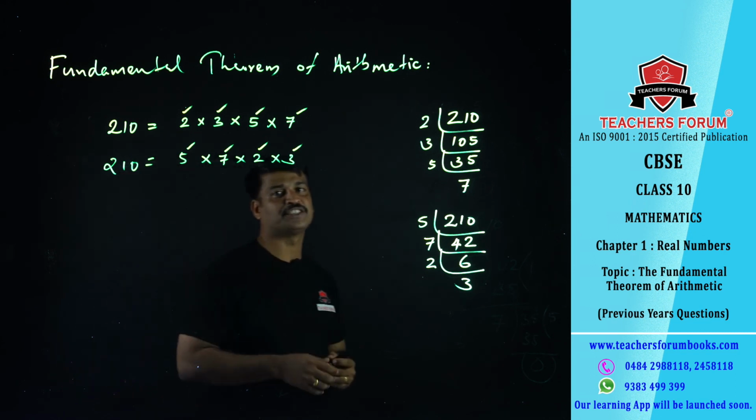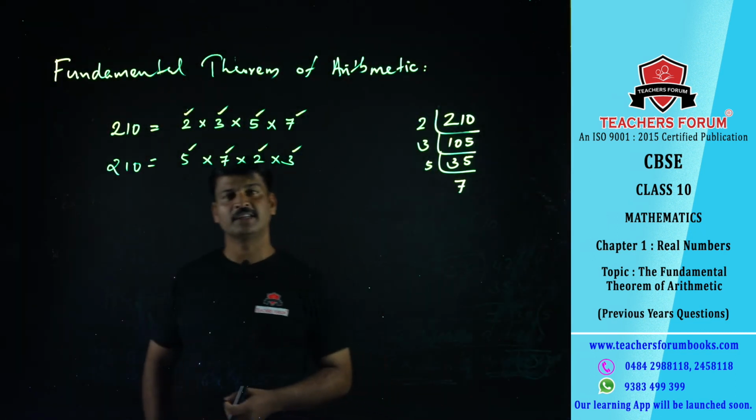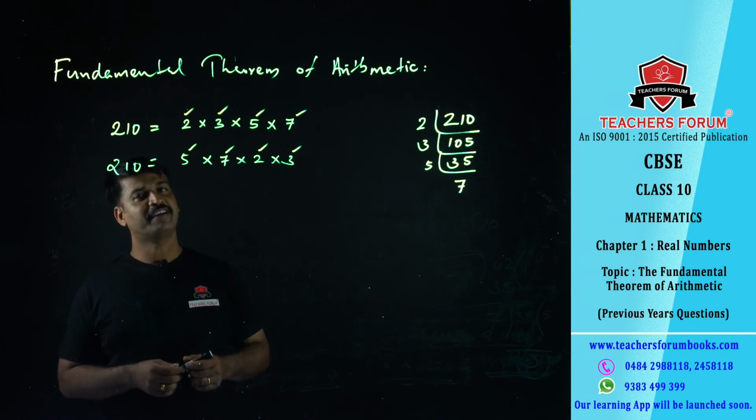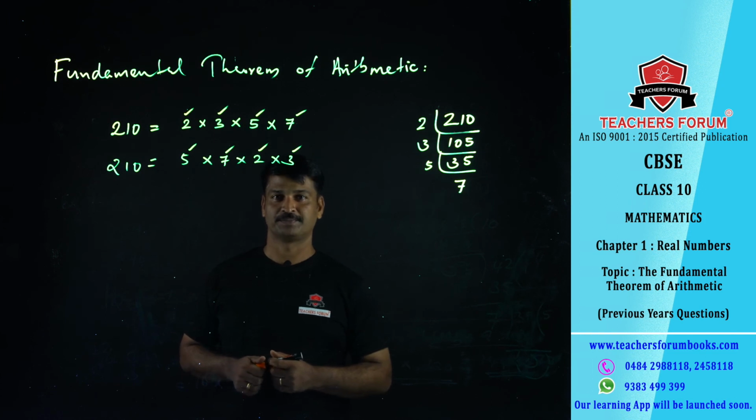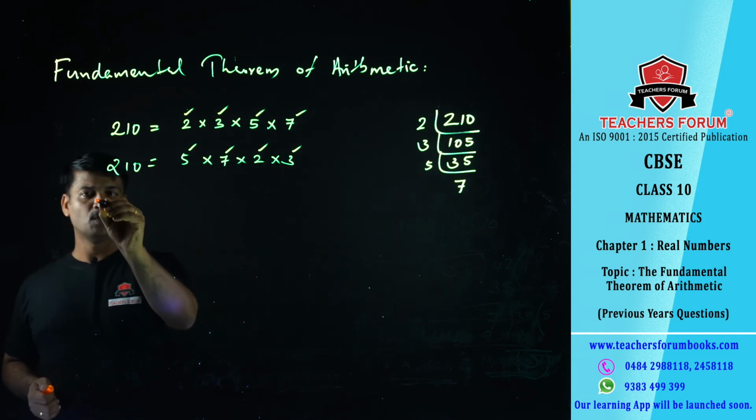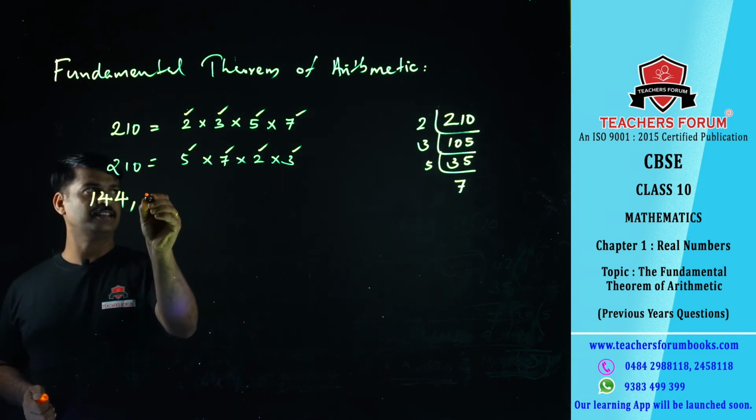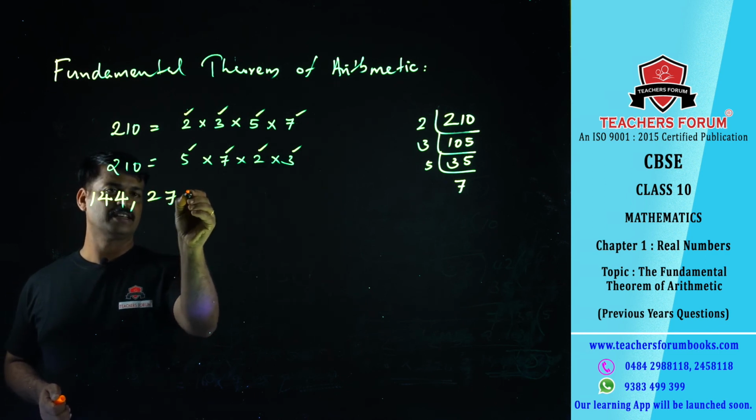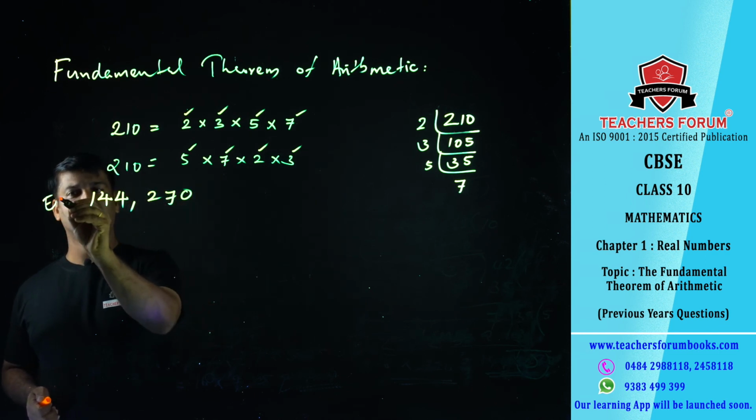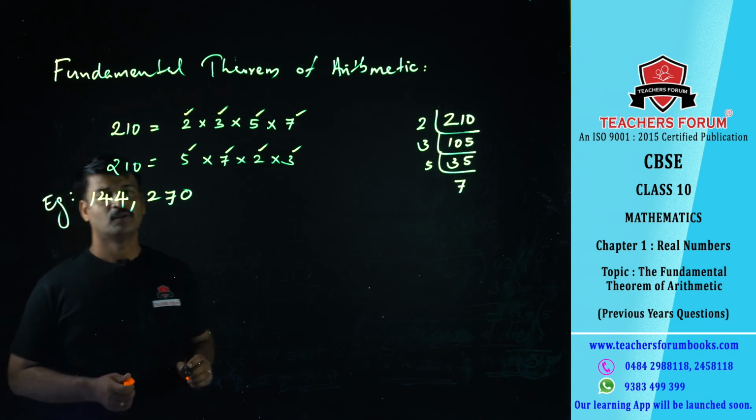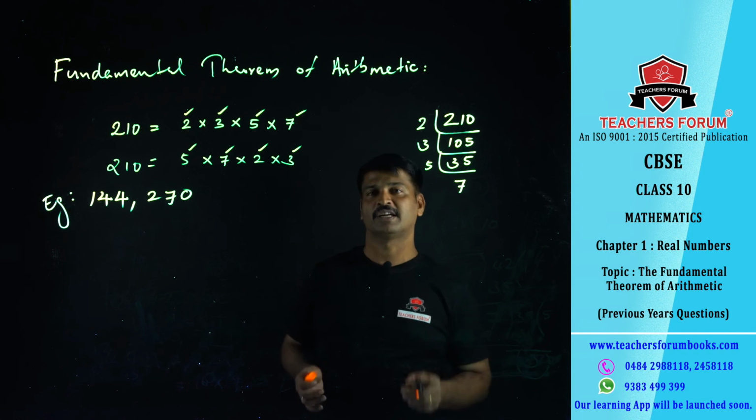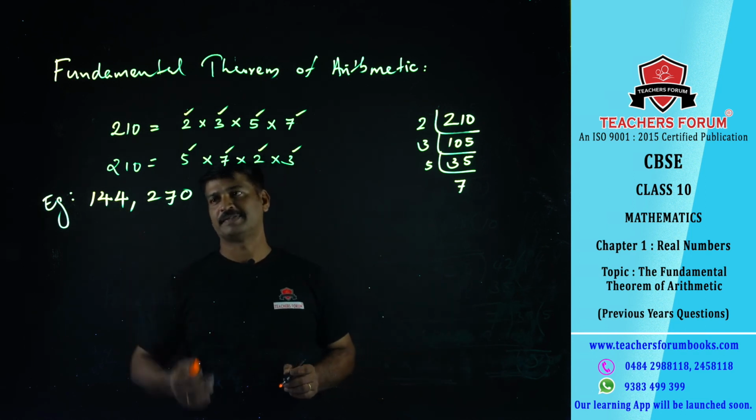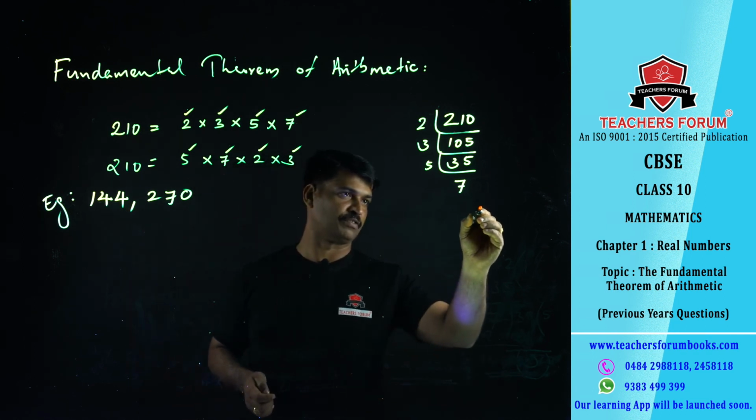Now it has an application. Using the fundamental theorem of arithmetic, you can find the HCF and LCM of two given numbers. Now let us take the example of 144 and 270 and find their HCF and LCM. For that, let us first prime factorize 144.